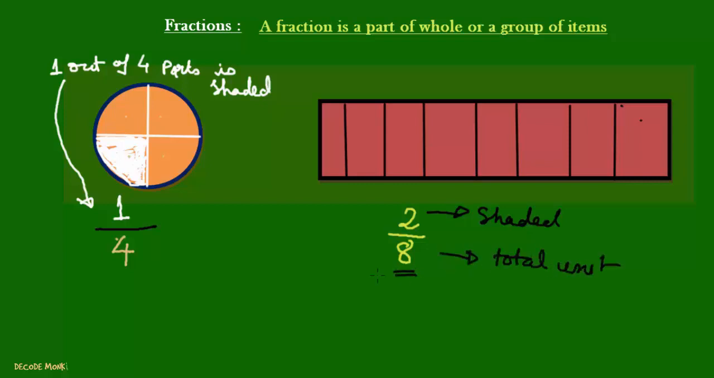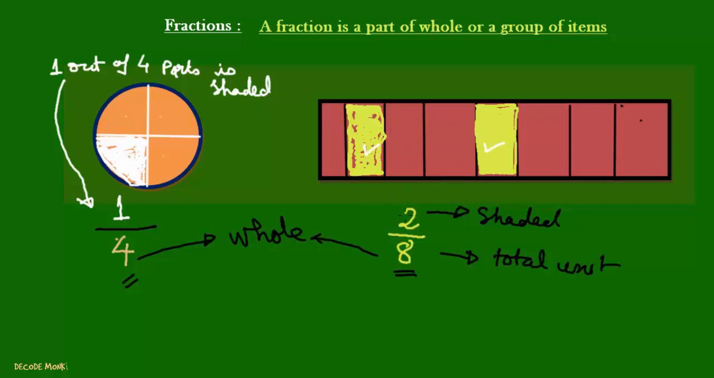Now this total unit can be called a whole also. W-H-O-L-E, whole. This is a whole bar of chocolate. This is a whole piece of cake, or a whole piece of pizza. So now coming to the point, we need to shade 2 portions. It does not matter which portions you shade. It may be the first one, it may be the second one, it can be anywhere. So this is one portion, and let me shade this portion. So now you can see that I have shaded 2 portions out of a total of 8 portions.